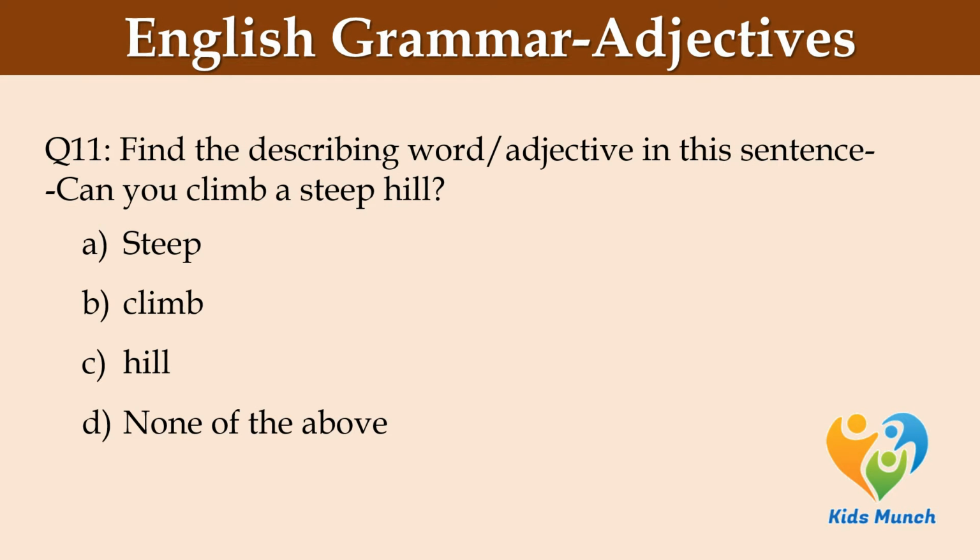Find the describing word or adjective in this sentence. Can you climb a steep hill? Option A, steep. Option B, climb. Option C, hill. Option D, none of the above.